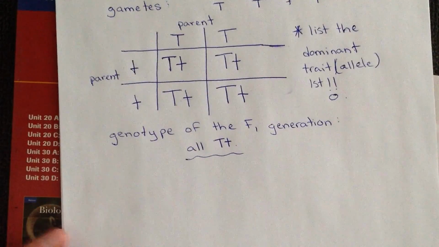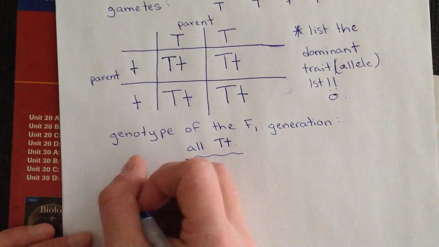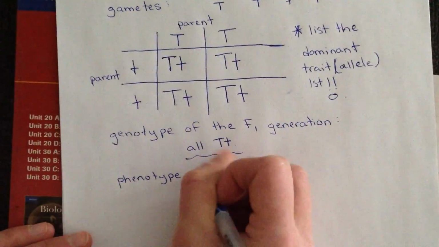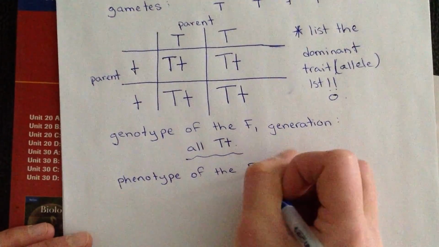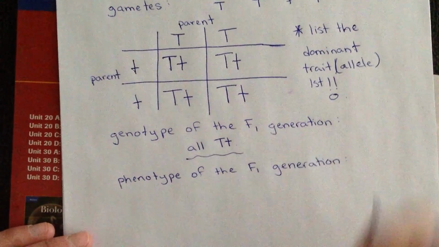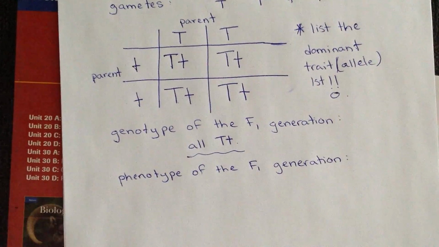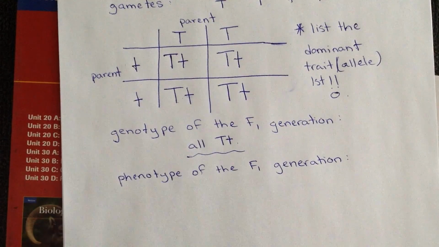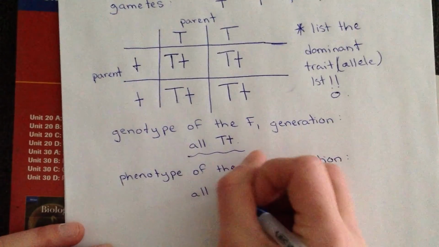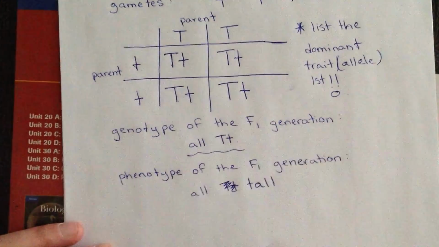Now, a question that always gets asked as well: describe what the phenotype of the F1 generation is. The phenotype is the physical attribute that gets formed because of those genes. So every single one of these organisms is a tall pea plant.